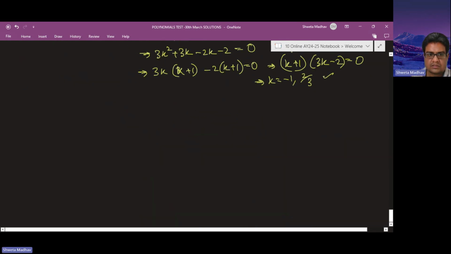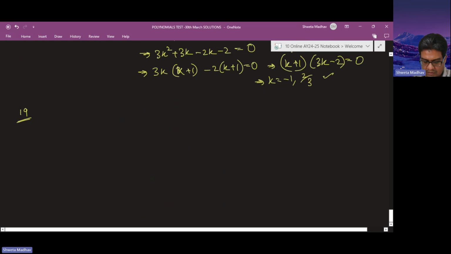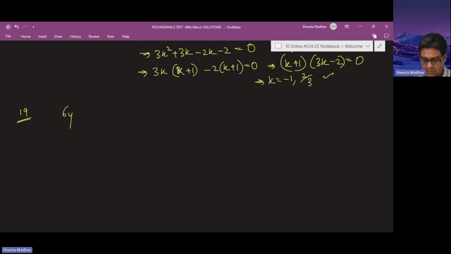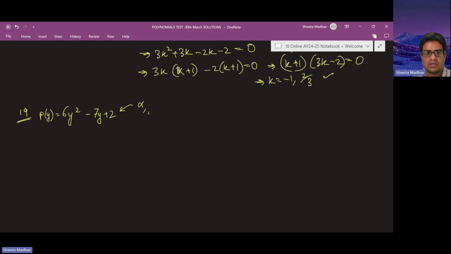Okay, then in section C, which is 3 marks each, in question number 19, it has been told that if alpha, beta are the zeros of the polynomial, I can call it p of y, 6y squared minus 7y plus 2. Here the zeros are alpha and beta. Find a quadratic polynomial whose zeros are 1 by alpha and 1 by beta.